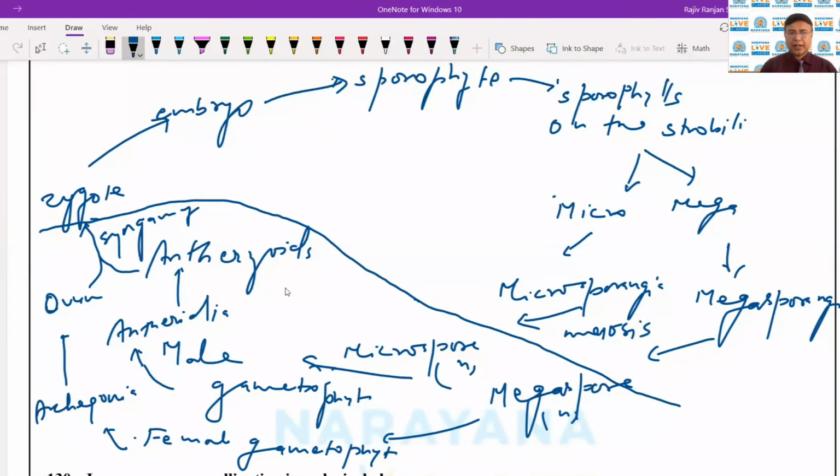This is the N stage. It is the haplophase, and it is the diplophase.